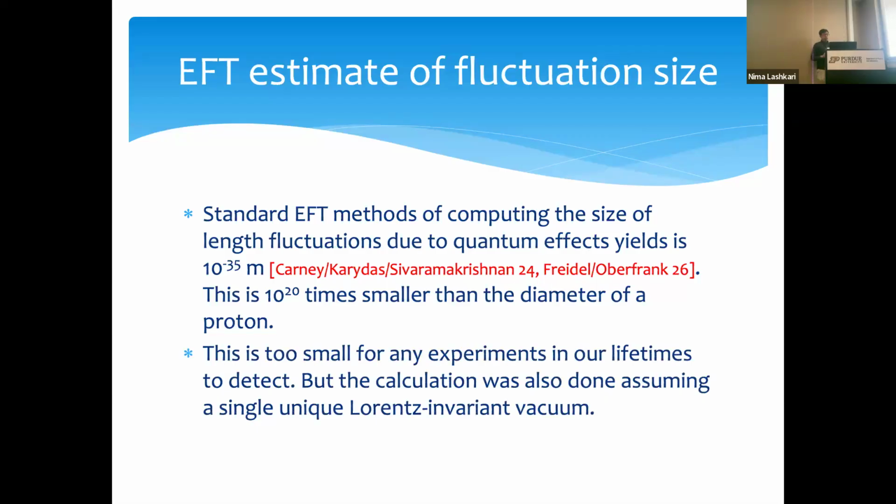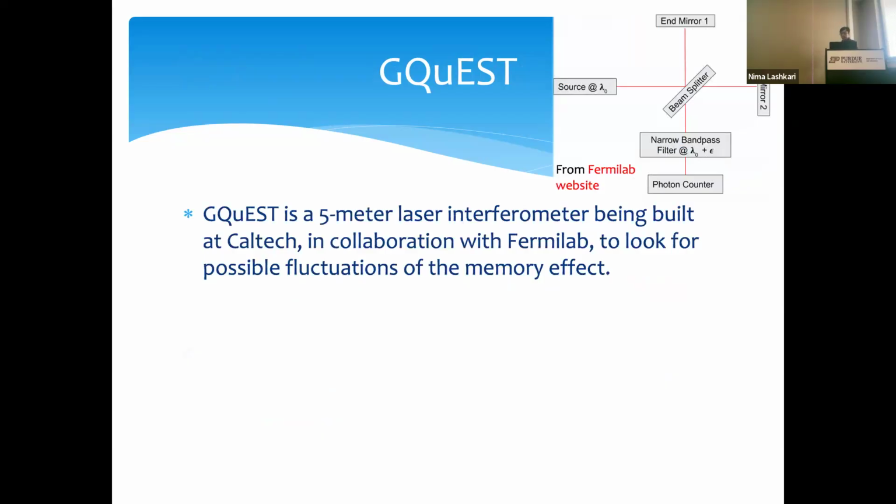On the other hand, it is also important to keep in mind that this calculation was done assuming that there is a single unique Lorentz invariant vacuum. So there is a starting assumption here that is simply incorrect. And so what we hope in this part of the program is to try to understand what is a proper calculation of the quantum memory effect without restricting ourselves to the standard EFT methods, where we have an assumption of a single vacuum. And there is some stake that we have in this game. There's actually an experiment that is being built at Caltech to look for these sort of possible fluctuations. It's called GQuest, and it's a 5-meter laser interferometer, built in collaboration with Fermilab.